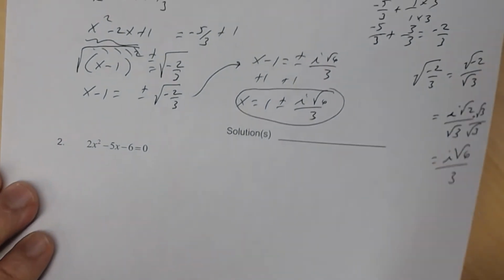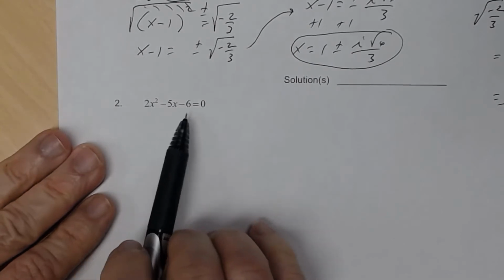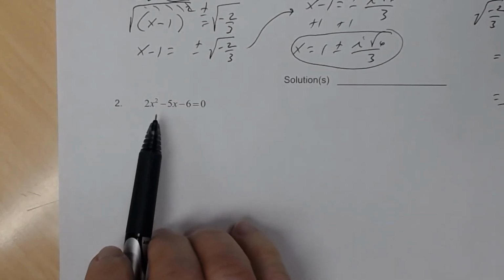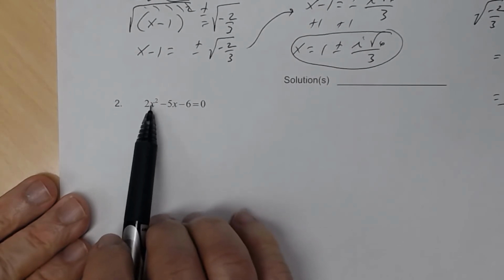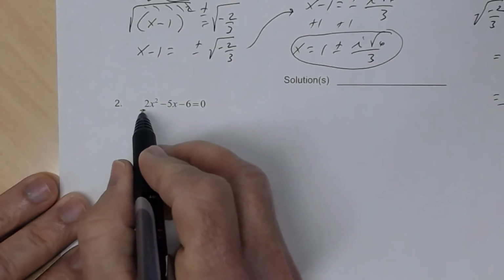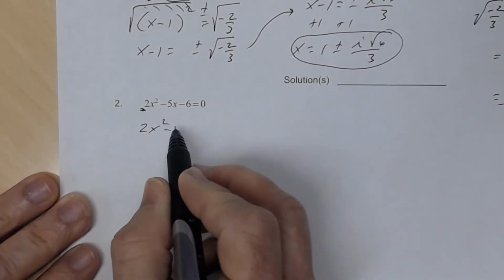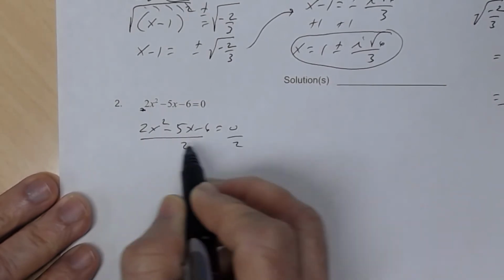Okay, now number 2, again, if I'm going to solve this quadratic equation by completing the square, I need the coefficient of x squared to be 1. So I'm going to divide both sides by 2. Let me go ahead and just rewrite this over. All right, so I get this, and I'm going to divide both sides by 2. What I do to one side, I do to the other.